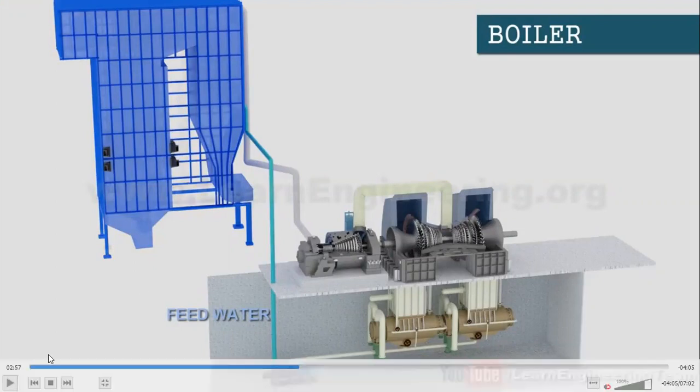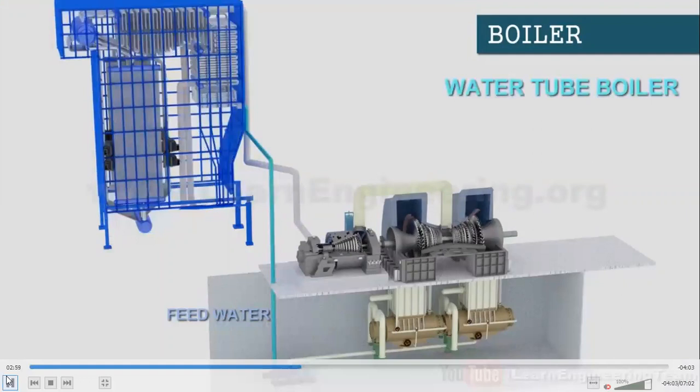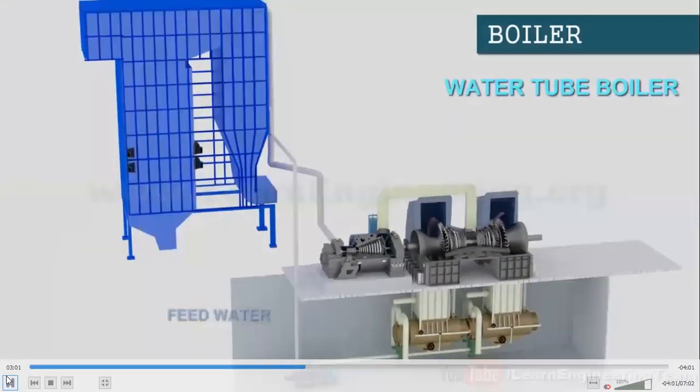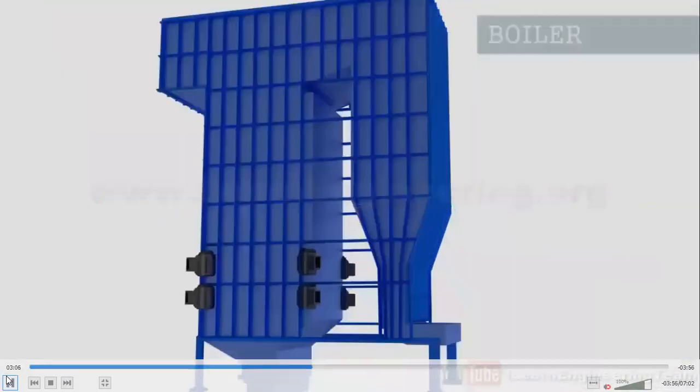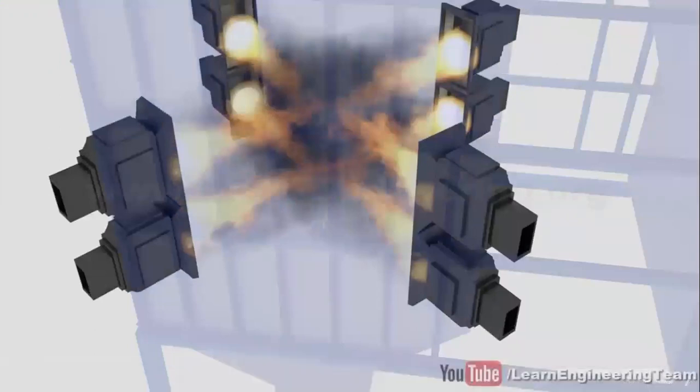But the fourth stage is mainly the boiler, where the steam is made. This is a water tube boiler. What a water tube boiler is, we will discuss later, just after this video. So in this boiler, basically, at the bottom, the fuel is burning. It can be coal, it can be natural gas.